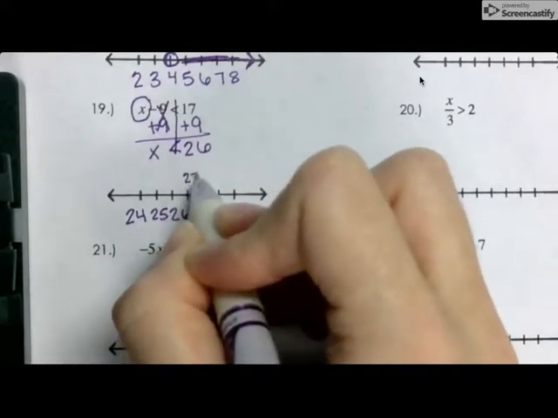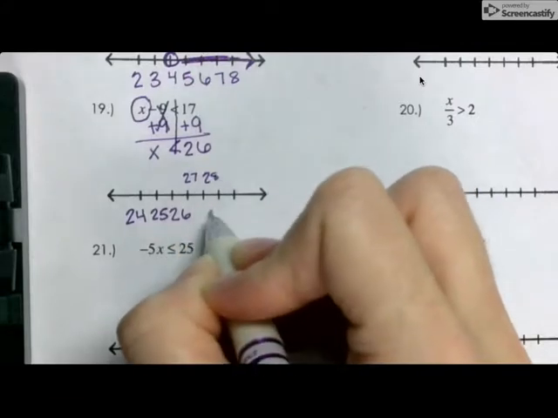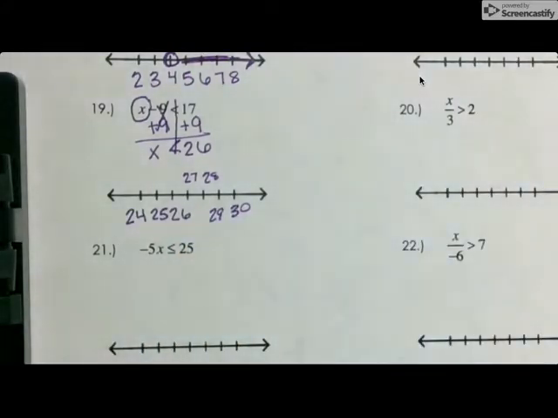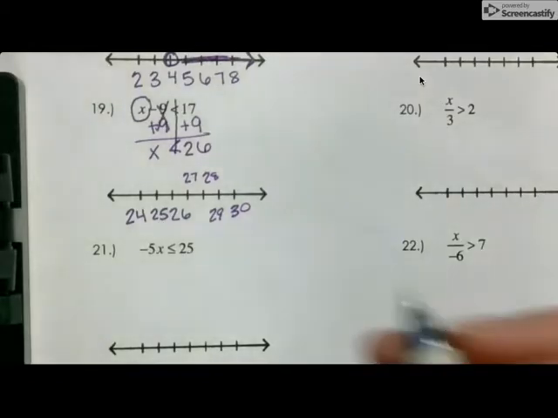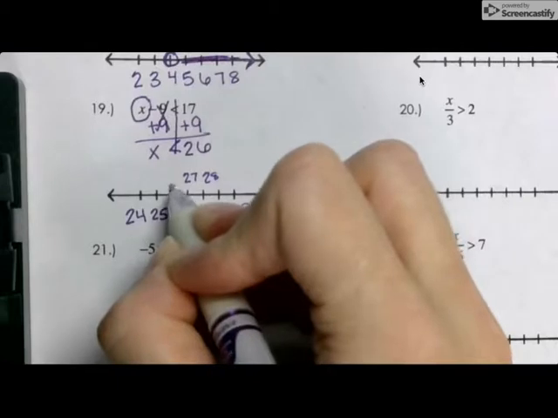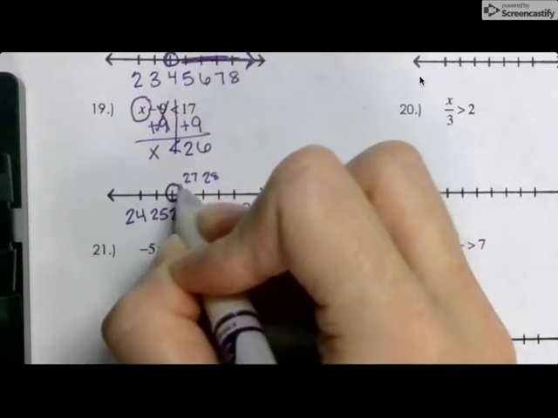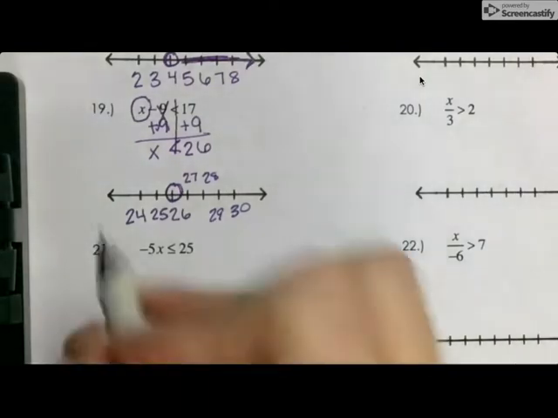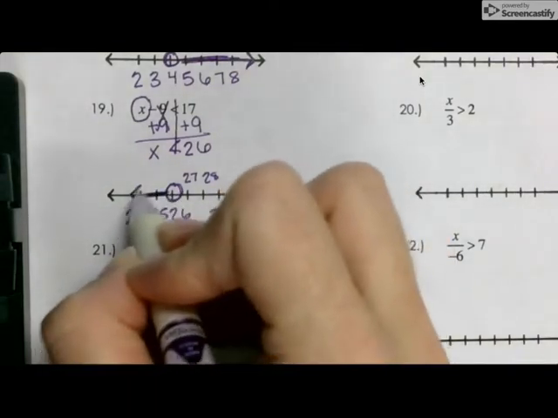Oh, I'm running out of room. 27, 28, 29. Hopefully your numbers fit a little bit better than mine. All right, X is less than 26, so I'm going to put my circle there. If X is less than 26, is it going to go towards the 25 or towards the 27? Towards the 25. Okay?